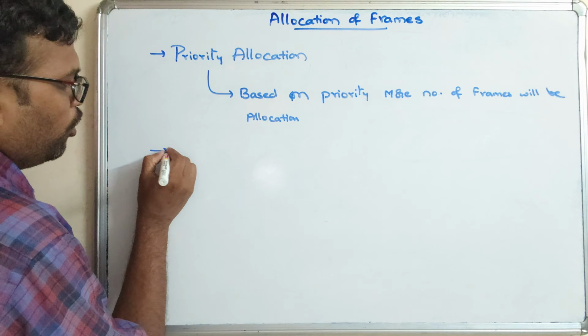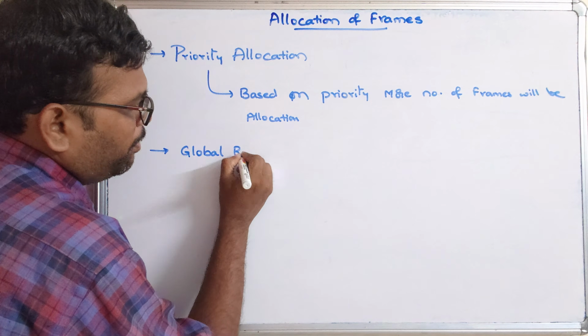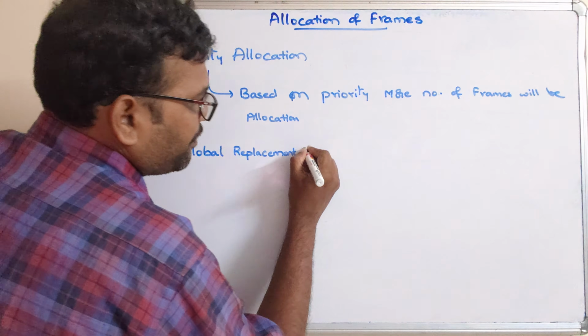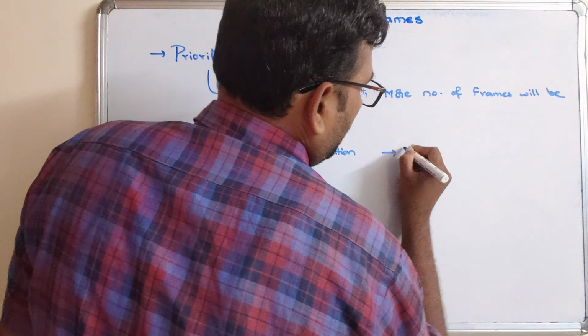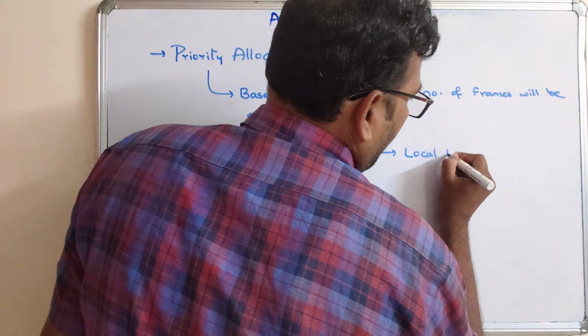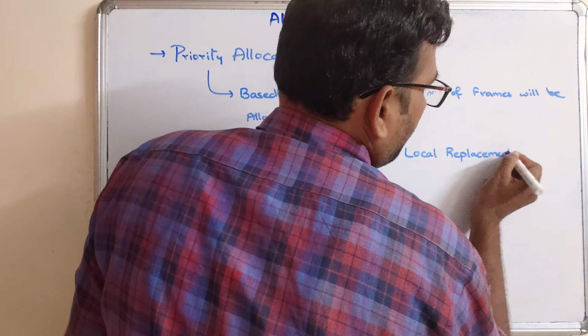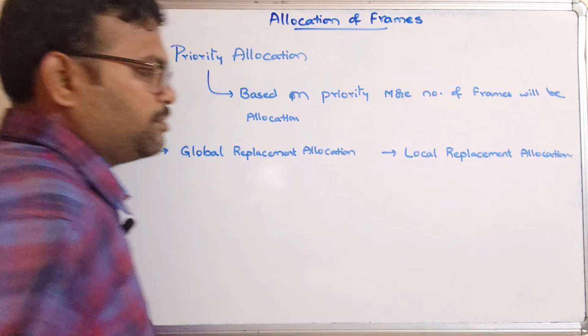And the next one is global replacement allocation and local replacement allocation. It's a very simple concept here also, right?